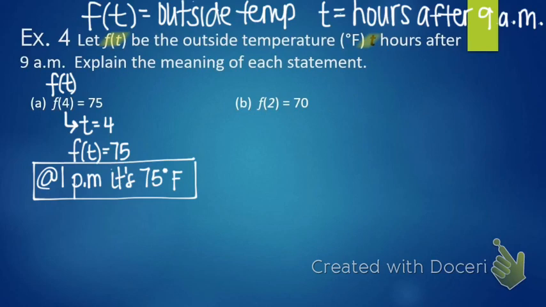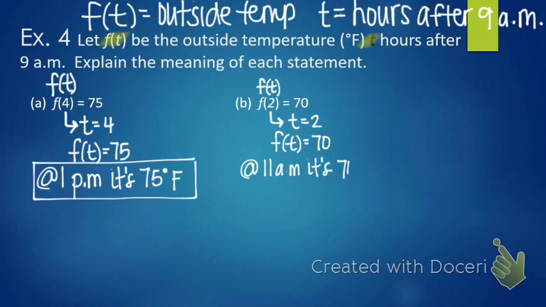Now take that information and go do letter B. This time they took the t out and replaced it with a what? So what are they telling us? t equals 2. Do we know what f of t equals? This time it equals 70, because remember, they have f of 2, but it started as f of t. So f of t equals 70. So interpret this. 2 hours after 9 is at 11 a.m. It's 70 what? Degrees Fahrenheit.